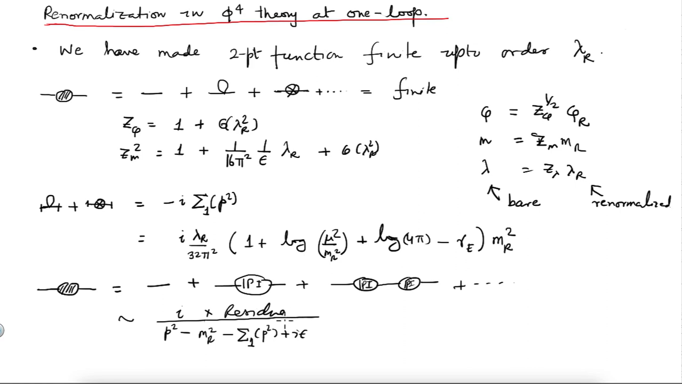To this order, and to any order, the physical mass is given by the zero of the denominator, or the pole of the propagator, the pole of this two-point function. So I should look at where the denominator is zero. What is the value of p squared for which this is zero? That value of p squared is the physical mass squared, because the structure has to go as i over p squared minus m physical squared, times some residue. When p squared is equal to m p squared, the denominator vanishes. So I'm going to take this denominator and put it equal to zero, and the value of p squared for which that happens is the physical mass.